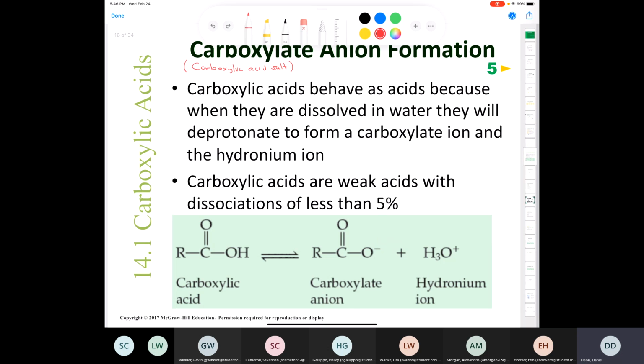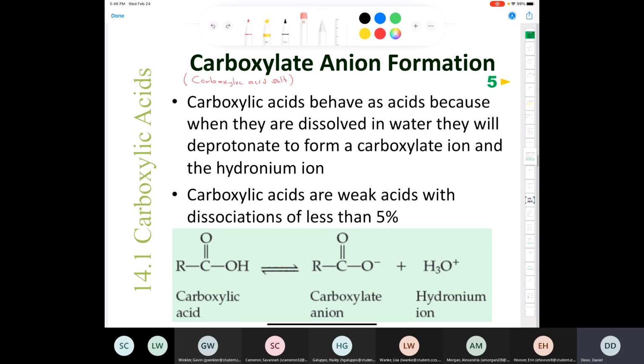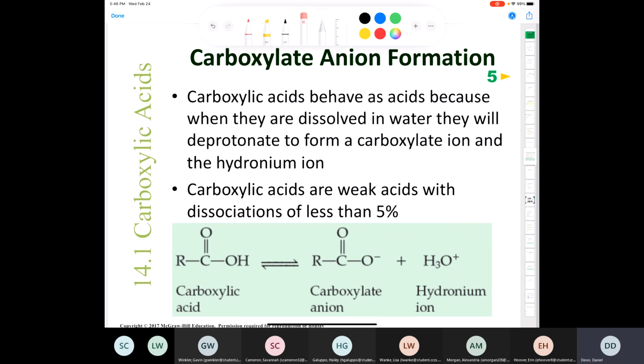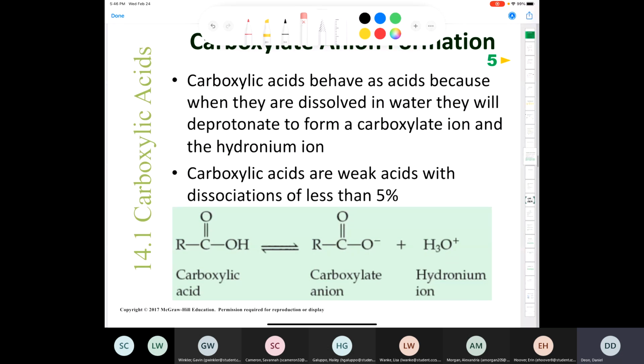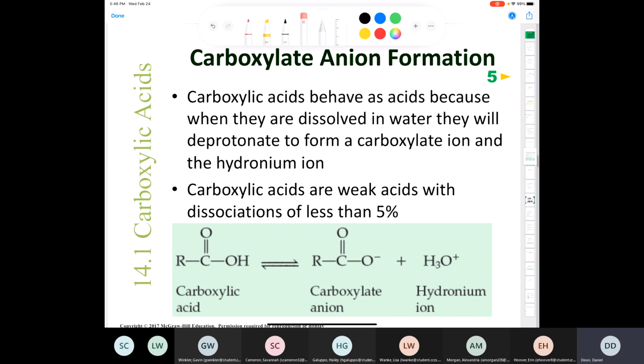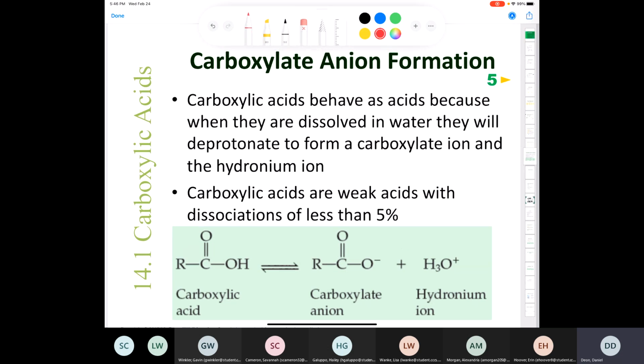Anyhow, so let's get back to it here and talk about forming a carboxylate anion. So it says here that carboxylic acids behave as acids. Well, that shouldn't be much of a stretch. They are acids. It's in their name. Because when they dissolve in water, they will deprotonate to form a carboxylate ion and a hydronium ion. What's the definition of an acid that you would have learned in Chemistry 101? An acid is an H+ donor, something that donates a proton.